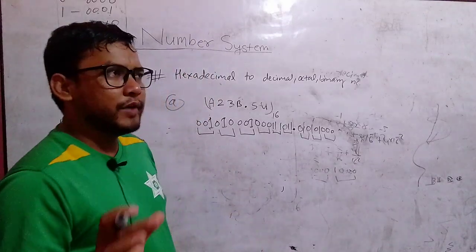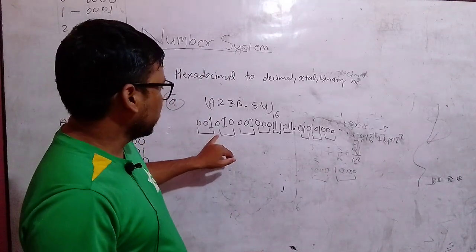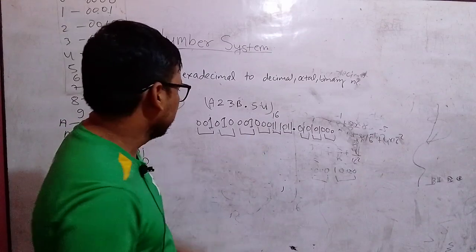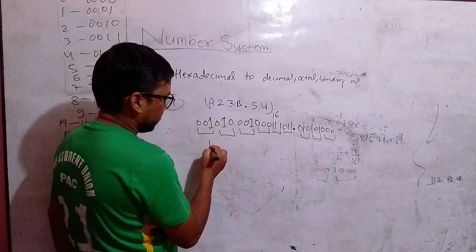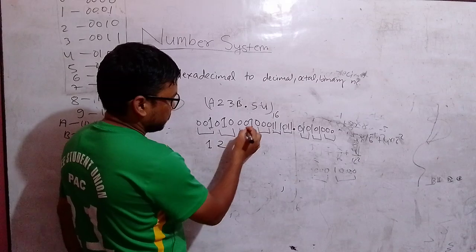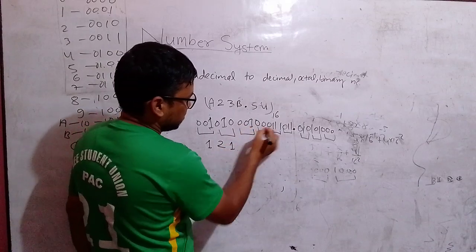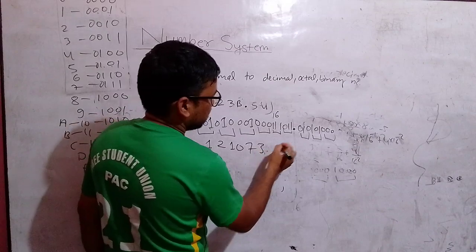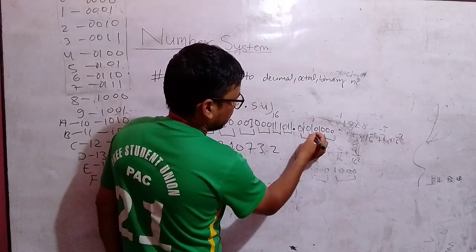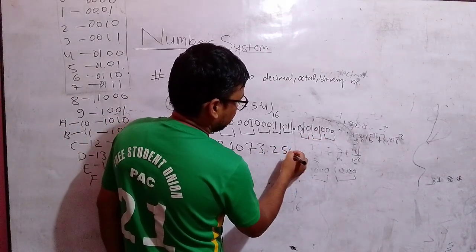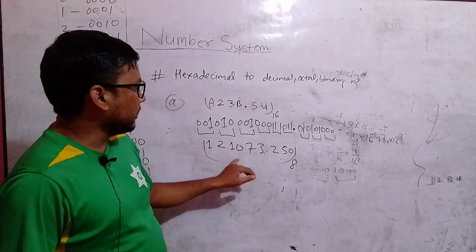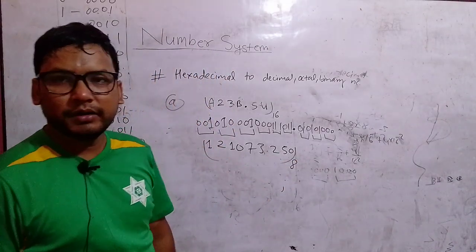Now we will write the equivalent octal number of this binary digit group. 001 means 1, 010 means 2, 001 means 1, 000 means 0, 111 means 7, 011 means 3, dot, 2 1 0 1 5 0. This is the octal equivalent of this hexadecimal number.